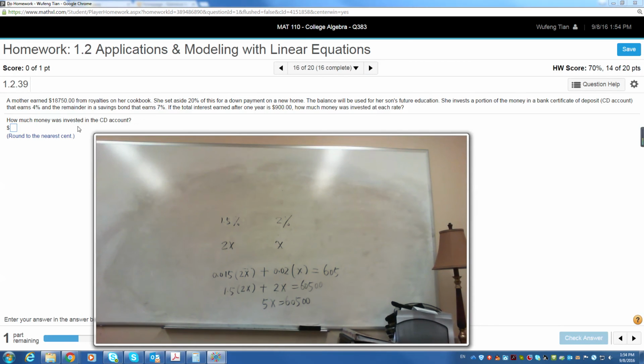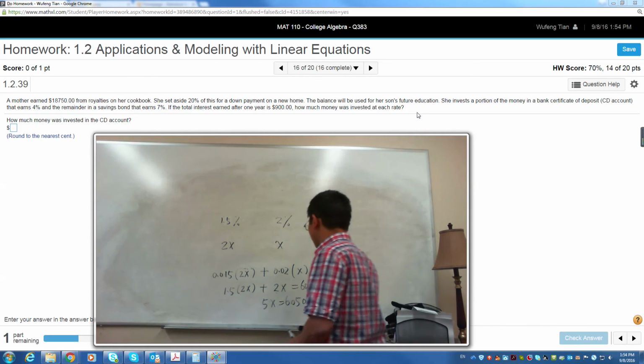Let me see this one. A mother earned 18,750 from the royalties on her cookbook. She set aside 20% of it for a down payment on a new home. The balance was used for 2 different ways to invest. One earns 4% and the remaining saving amount earns 7%. The total interest is $900. How much money was invested at each rate? Okay. It's the same idea as the previous one.